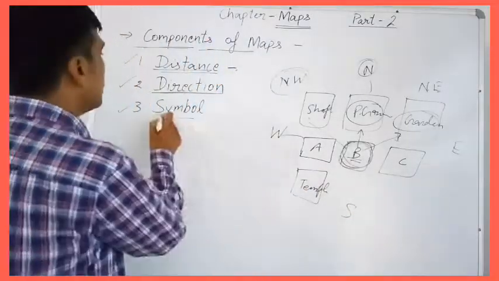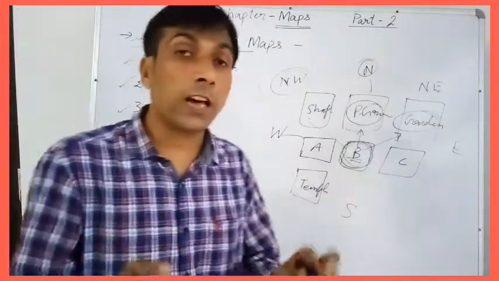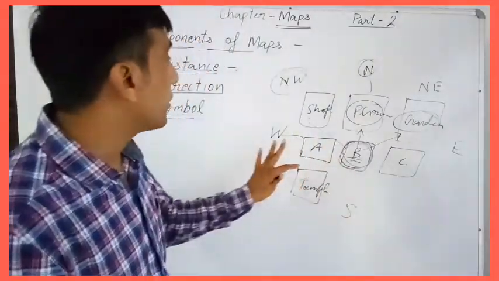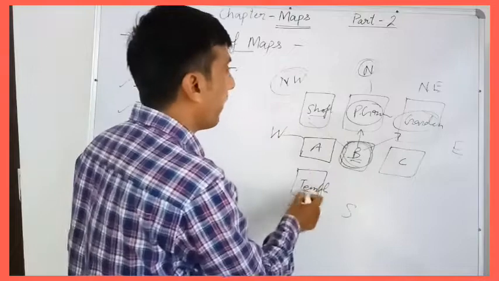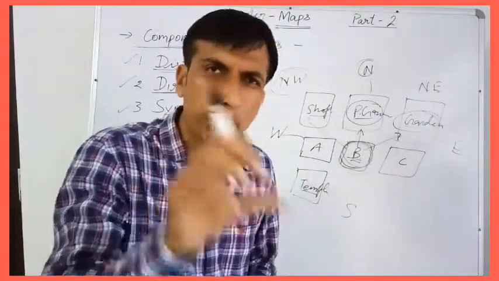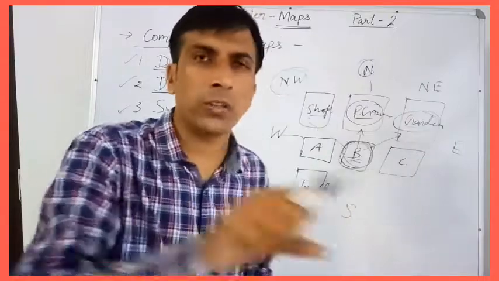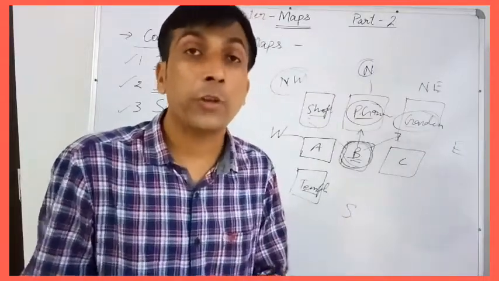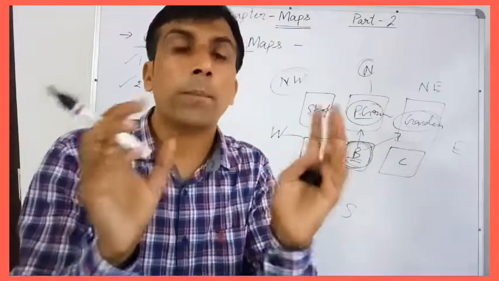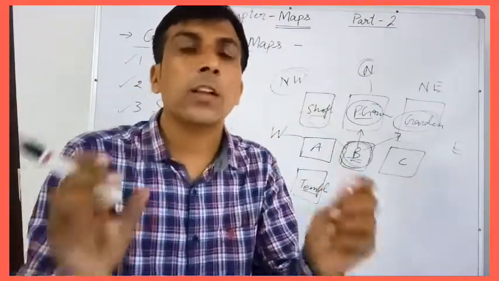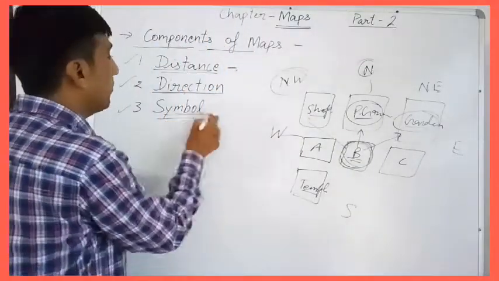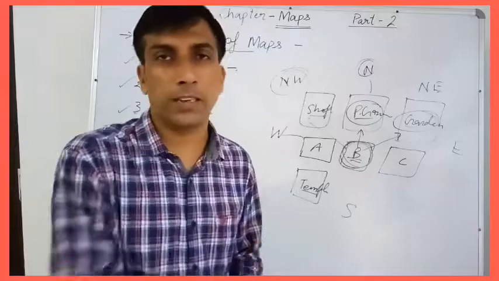Now we'll discuss symbols. What is a symbol? Symbols are very important on a map, because if you are showing a shop, temple, garden, playground, you cannot write on the map that this is a playground, this is a garden. You cannot make the picture of a garden, a playground, a temple. All these things are shown with the help of symbols.